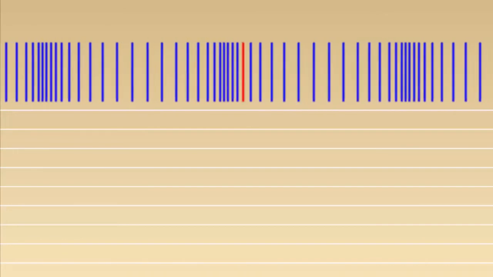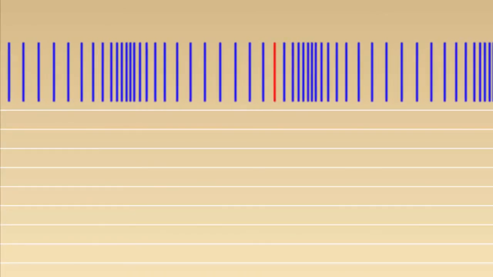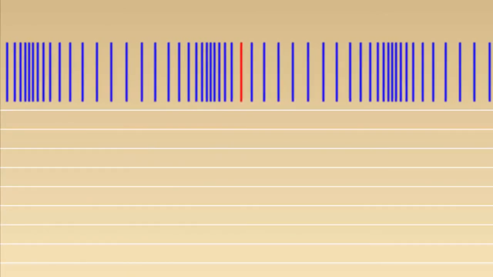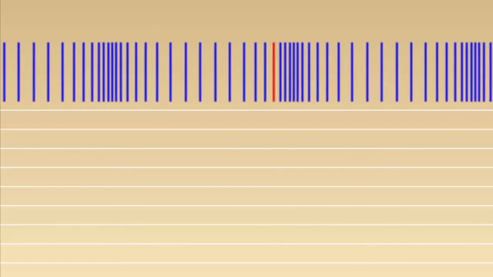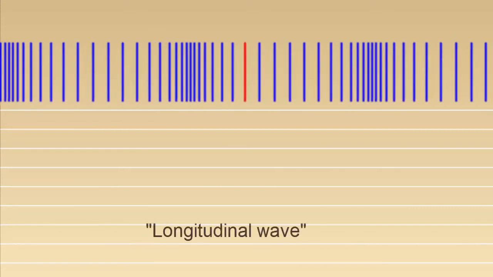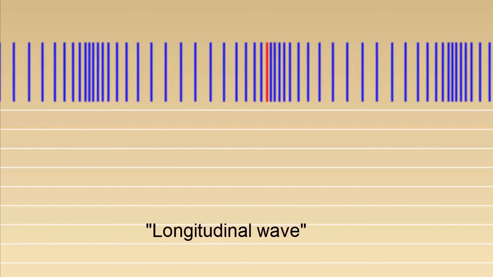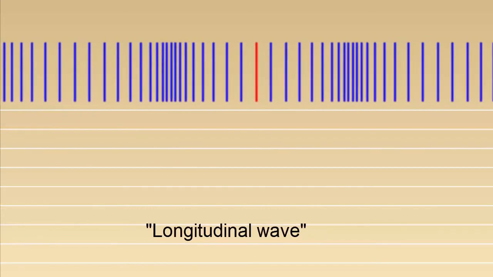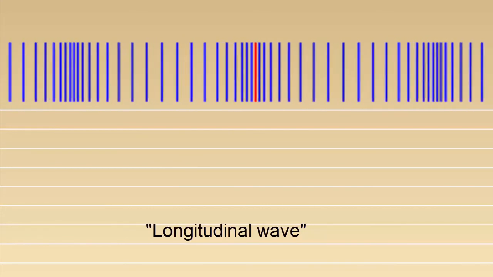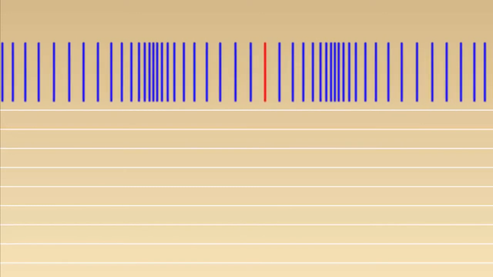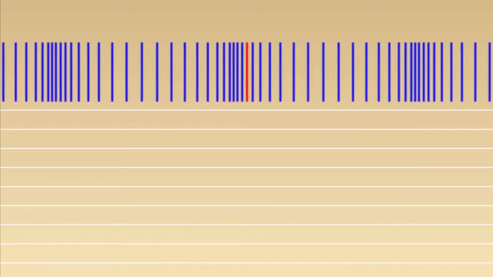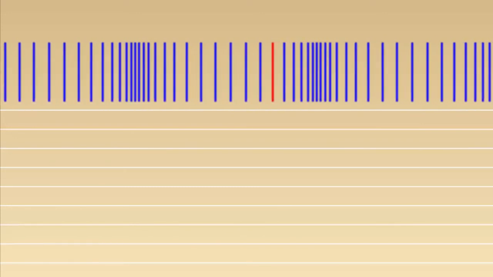Another type of mechanical wave occurs when the particles in the medium are disturbed along the same direction as the direction of the wave. These waves are called longitudinal waves. Examples of longitudinal waves include slinkies and sound waves. The following provides an animated illustration of a longitudinal wave.